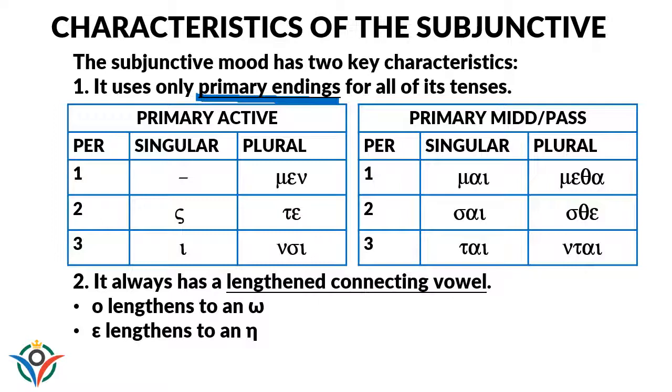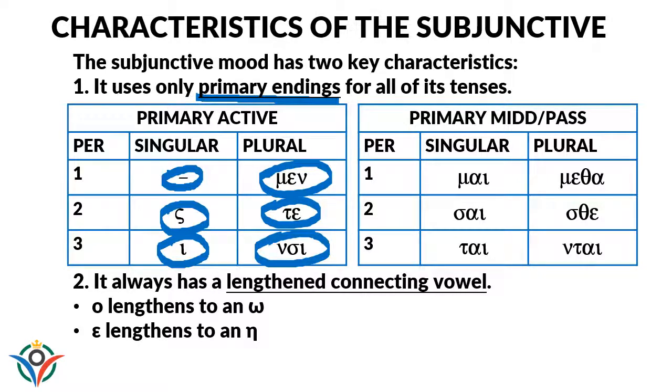These two tables are a summary of the primary endings. Let's just remind ourselves of the primary active endings. The singular endings are: the first person, there's no ending; second person, we have sigma; third person, we have iota. The plural endings are men, te, and nc.